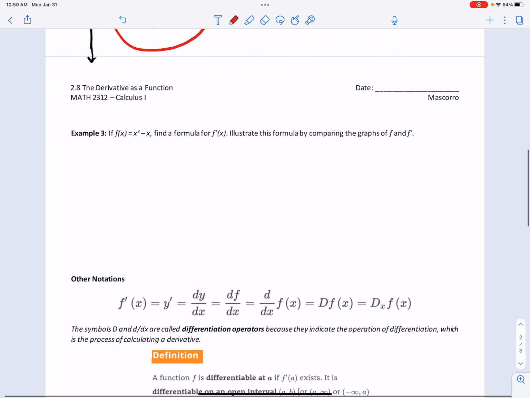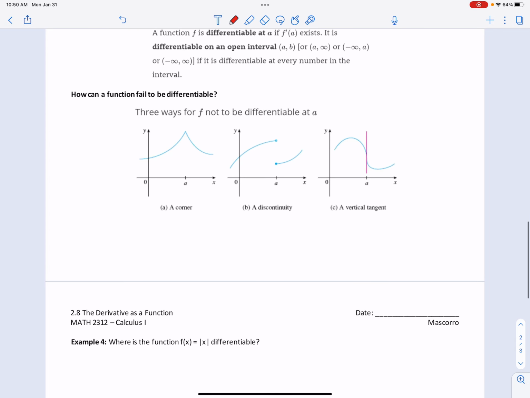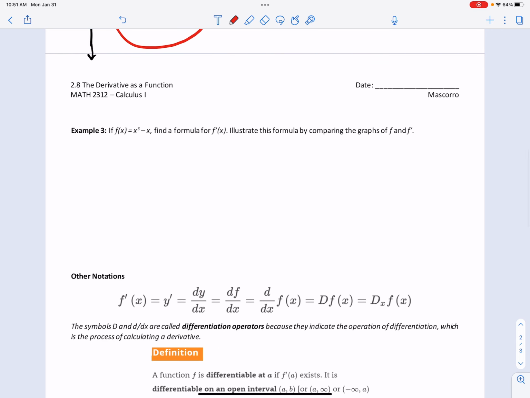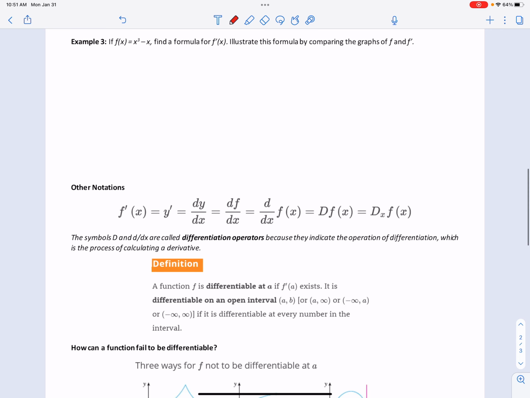On the next page, illustrate this form by comparing graphs to f prime. I think we'll probably skip that one just for the sake of time. I want to leave more time for the review, but that's something we've done. It's just another example. You can sketch that graph and then sketch the derivative.